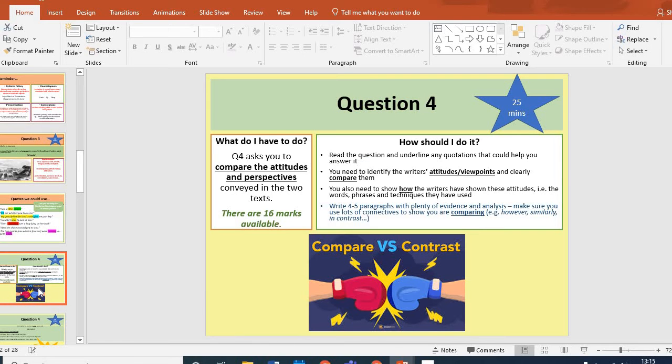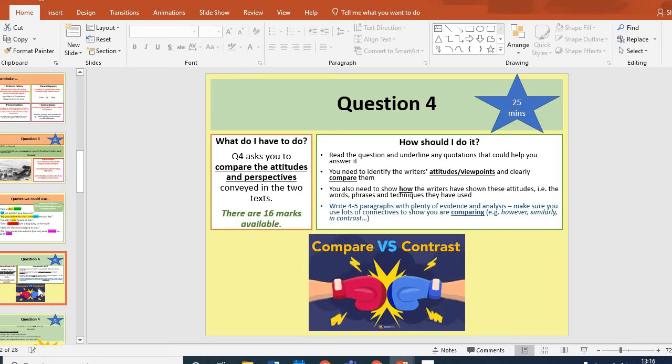Now hopefully you finished question 3, and we're going to have a quick look at question 4. So question 4 will take a bit longer, 25 minutes. Just as a reminder, the questions escalate throughout the paper in their difficulty. So expect that each question that you come to will be slightly harder than the one previously. Question 4 wants you to compare the attitudes and the perspectives that are conveyed in the 2 texts. Now this one's worth a bit more, 16 marks.